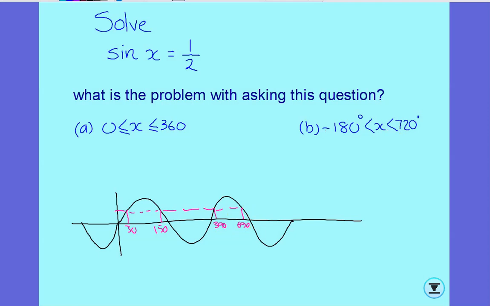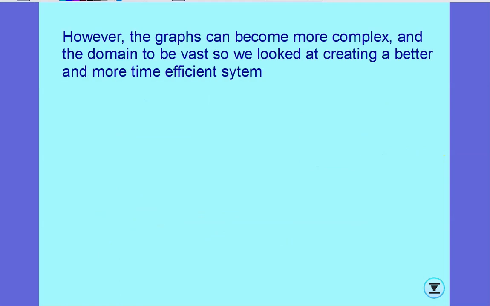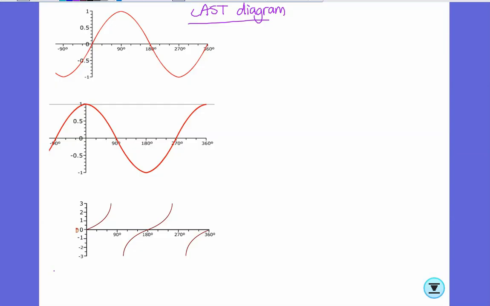But if we go to -180, there aren't actually any other solutions. So this one would be x equals 30, 150, 390, 690. And that's all well and good when the graph is really simple and easy. But we don't really like that system, so we had to make something better, and that is called a CAST diagram.